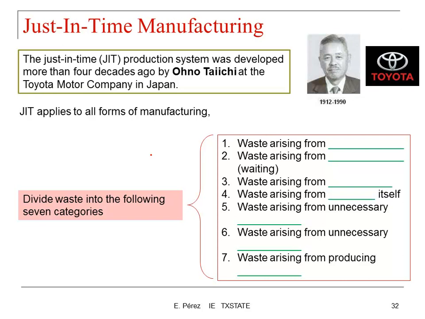The waste arising from overproduction. If you are overproducing, what will happen is, if you don't sell what you're producing, you're going to start accumulating those products in a warehouse. And every time you have a warehouse full, it means that you're paying for storage, and that's not good. That's a cost that you're incurring for your company.